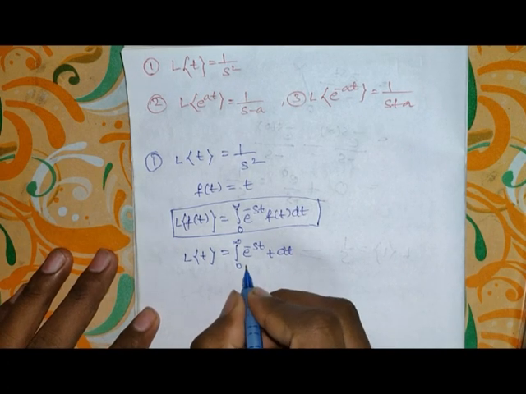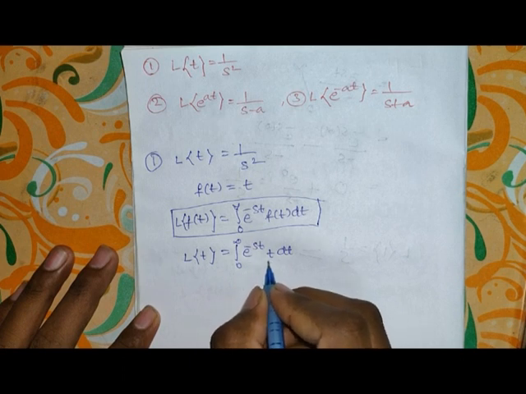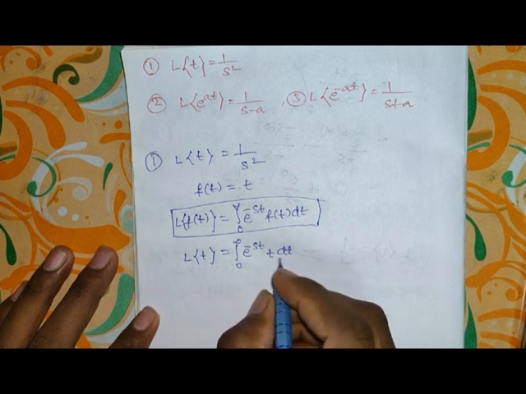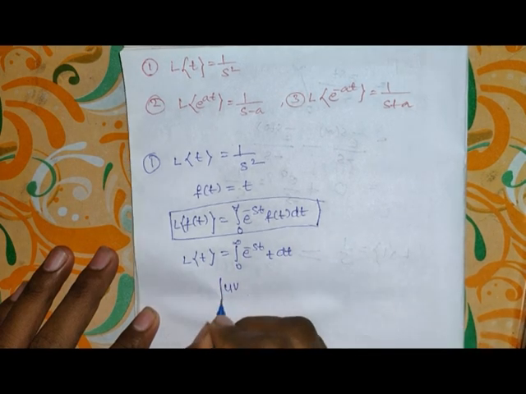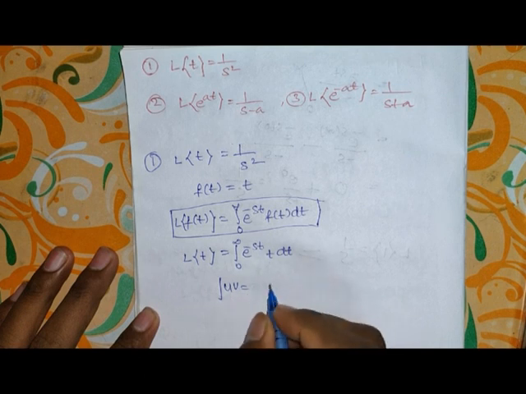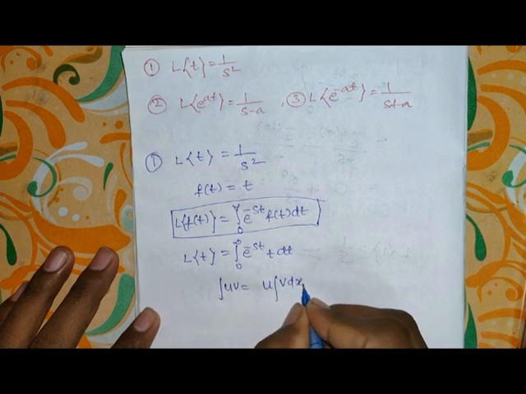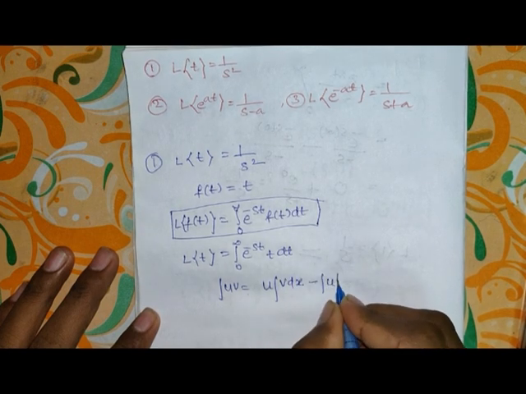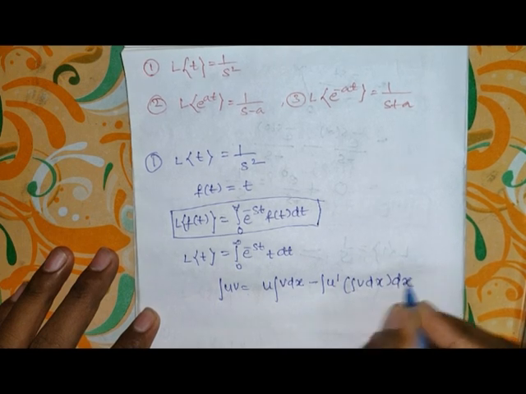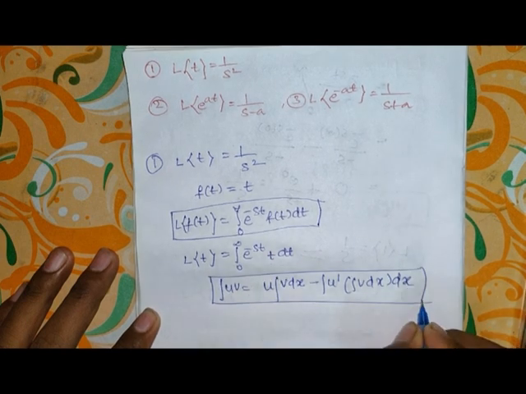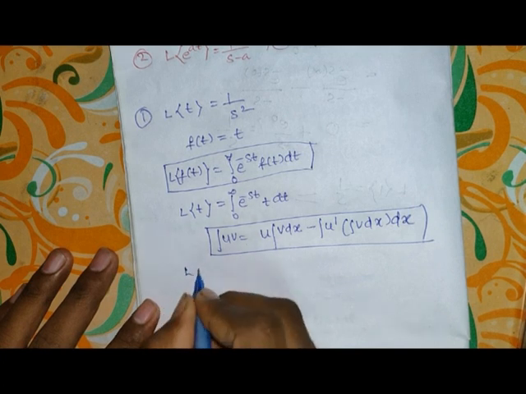So here it came in uv form. Which is u and which is v, we have to identify. We have one formula, the uv rule of integration. What is the formula of the uv rule of integration? It is u integration v dx minus integration of u dash times integration v dx, dx. So this is the uv rule of integration, friends. It is very easy.